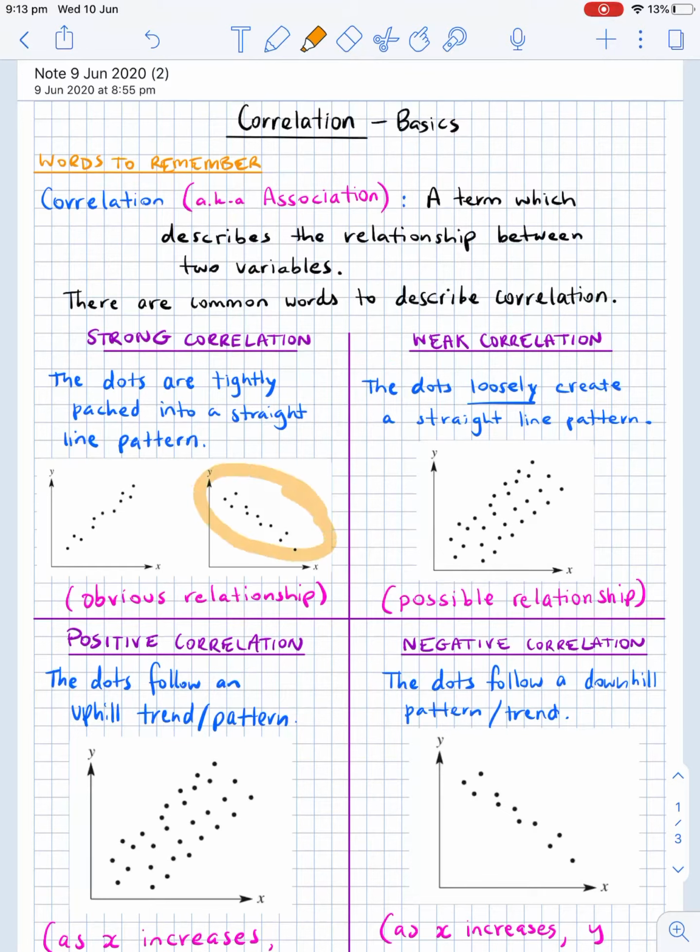Even if it's downhill, that's still fine. They can be packed into a downhill line. That would still mean strong correlation.